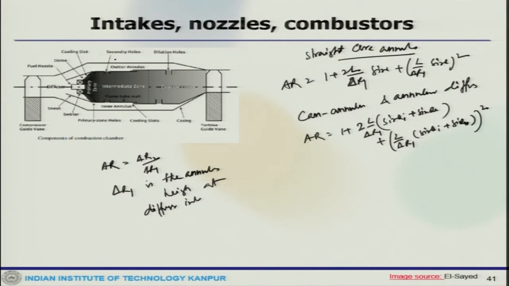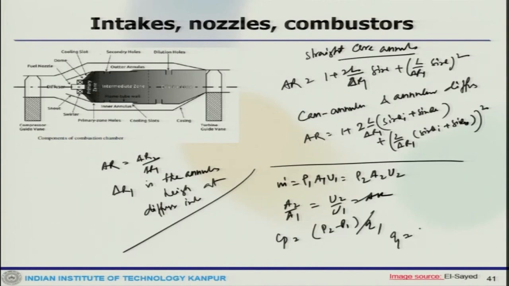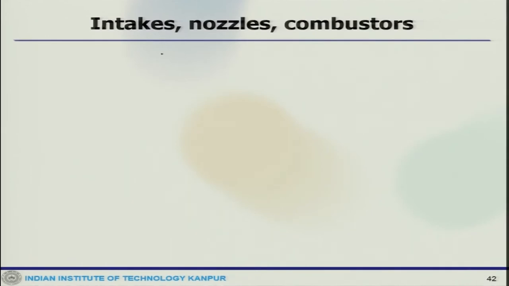So now, one dimensional incompressible flow analysis, what we can write is that m dot equals rho A1 U1 equals rho A2 U2. So A2 by A1 would be U1 by U2, equal to the area ratio. Cp is p2 minus p1 by q1, where q1 is half rho U1 square. So we can get the static pressure rise in the diffuser.